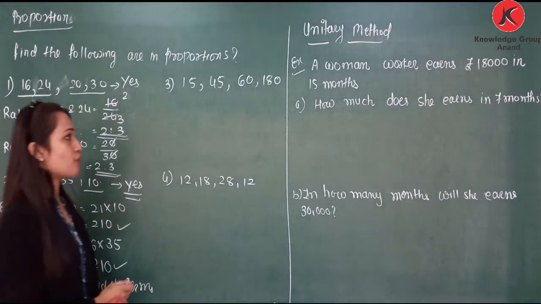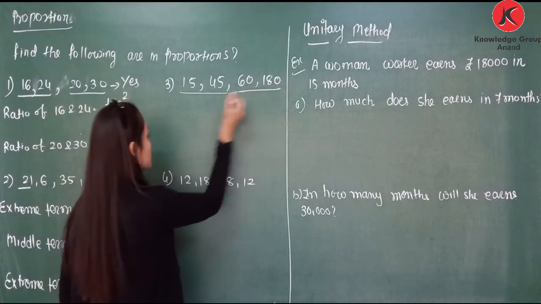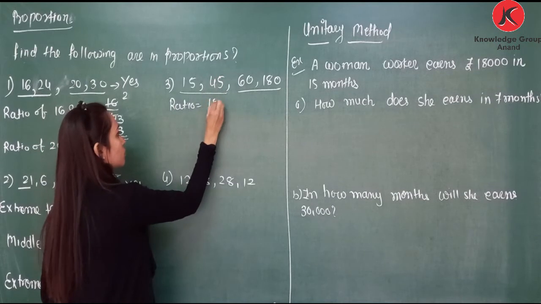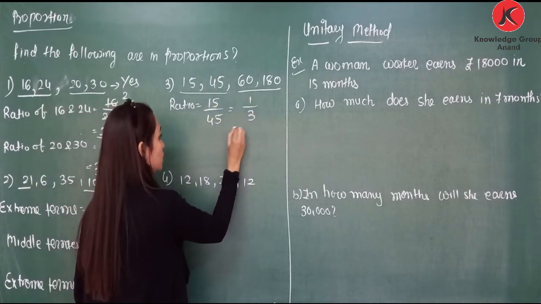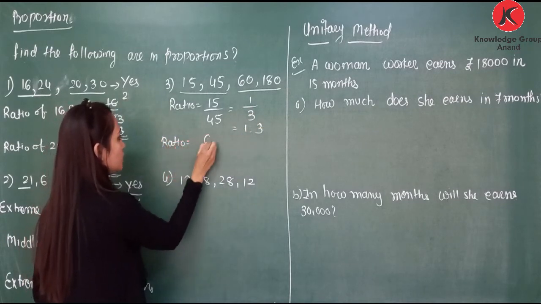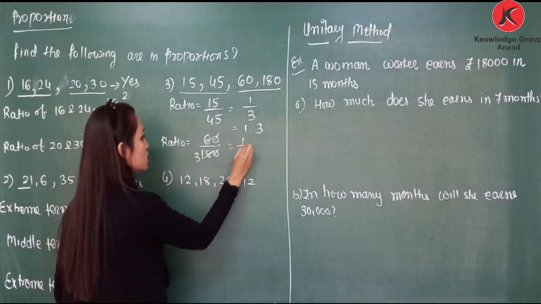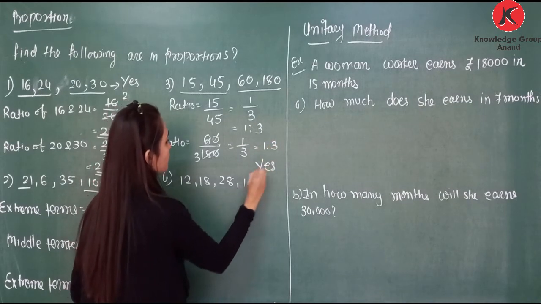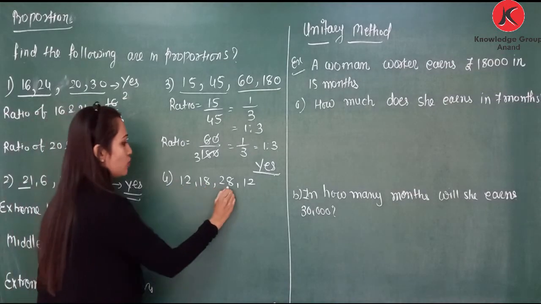Next 15, 45, 60 and 180. So let's take the ratio of the first two and last two. 15 by 45, so it is 1:3. And the ratio of 60 to 180. Again it is 1 by 3, so the ratio is 1:3. So yes, they are in a proportion.